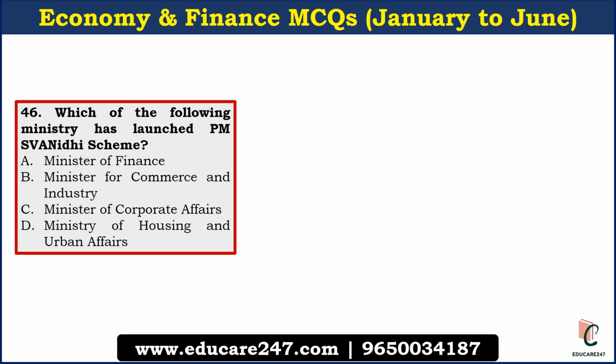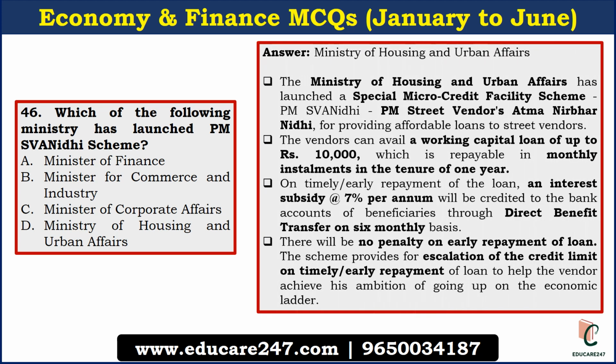The next question is: which of the following ministries has launched the PM Swanidhi scheme? The answer is Ministry of Housing and Urban Affairs. The Ministry of Housing and Urban Affairs has launched a special microcredit facility scheme called PM Swanidhi. The full form of this scheme is PM Street Vendors Atmanirbhar Nidhi. It is an affordable loan scheme for street vendors. A street vendor can take working capital of rupees 10,000 in the form of a loan and they can repay this loan on a monthly basis in the tenure of 1 year.